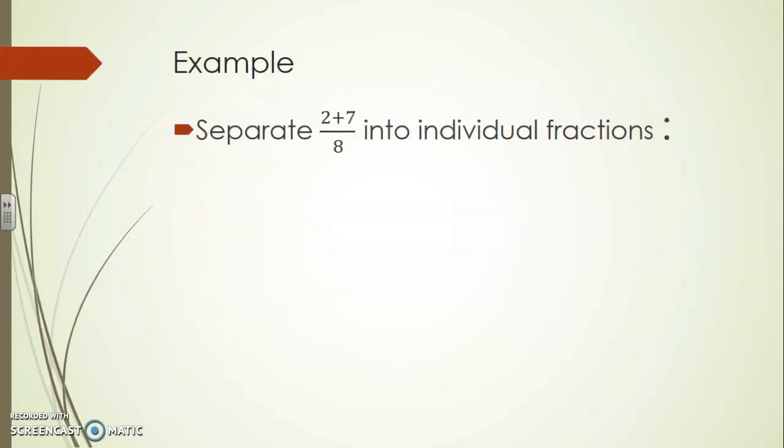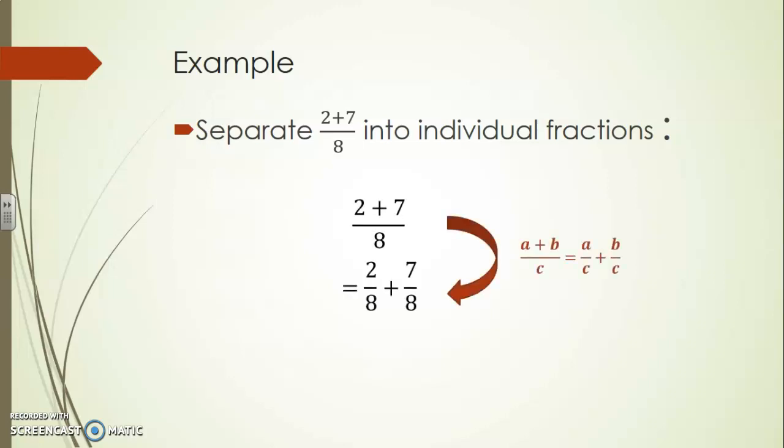Here's a first example where you are asked to separate the fraction (2 plus 7) over 8 into individual fractions. As we've seen, one of our properties allows us to split the sum of two numerators that have a common divisor into two fractions. Now 2 over 8 can be simplified to a quarter, whereas 7 over 8 is irreducible.